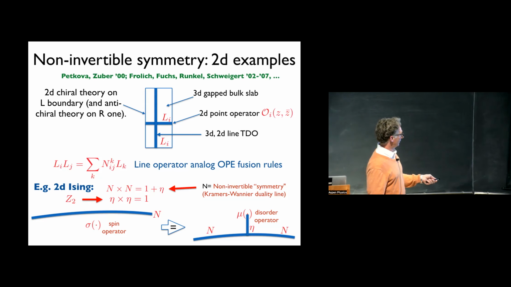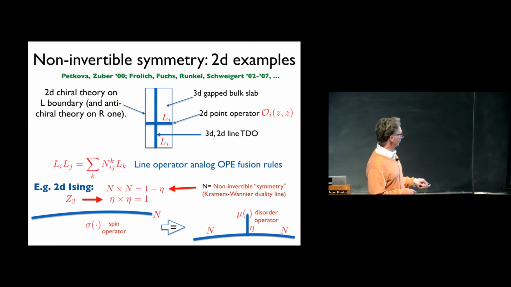So for example, in the 2D Ising model, there's a topological defect operator that I'll call N for non-invertible. And if you multiply it by itself, it gives one plus another line operator. This other line operator is the line operator associated with the Z2 symmetry of the Ising theory. So the fact that it's not just one, but one plus something else means it's non-invertible.